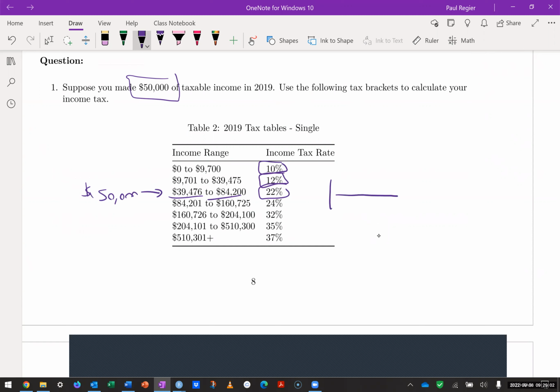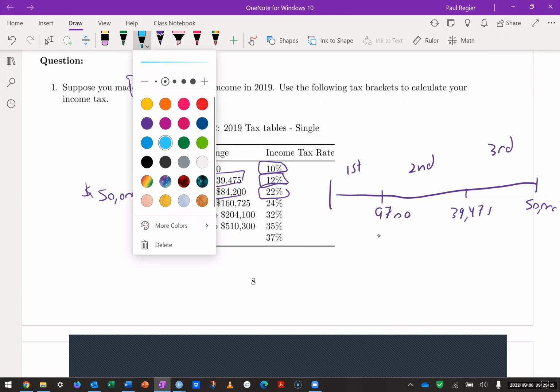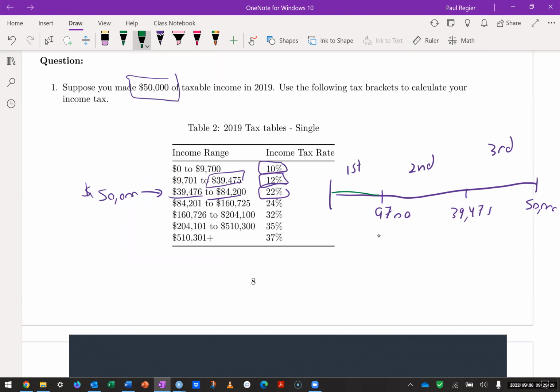Let's break that up. Okay, so 9,700 is here. That's the first bracket. The second goes up to 39,475. And then money in the third bracket, we max out at 50,000. So that's how much money we pay in the third bracket. The first bracket, I'll see if I can be consistent in my colors, is always 9,700. That's charged 10%.